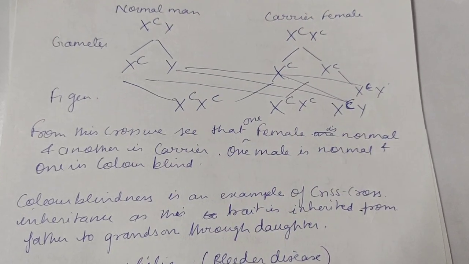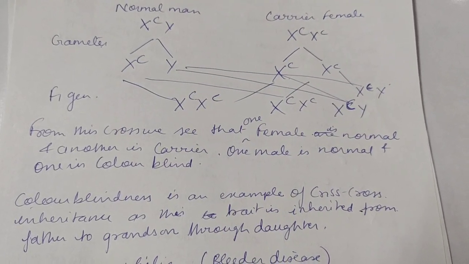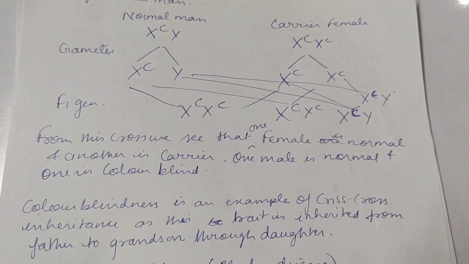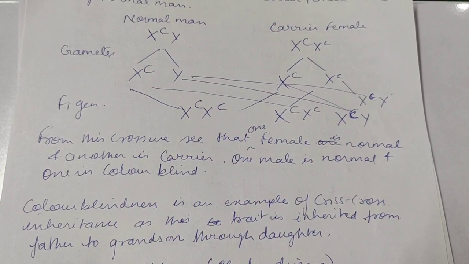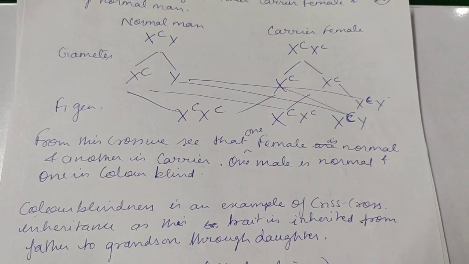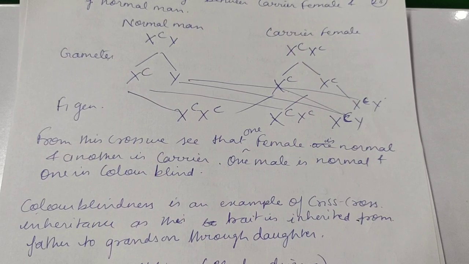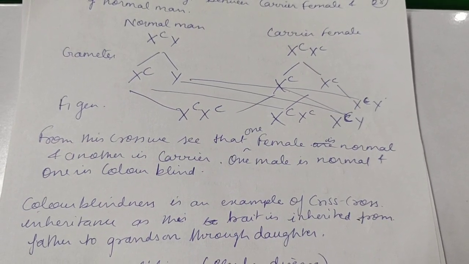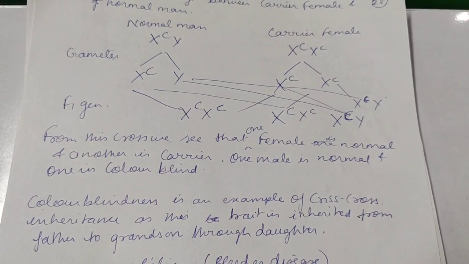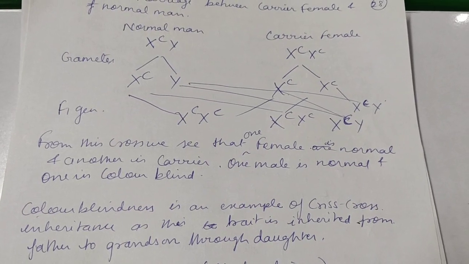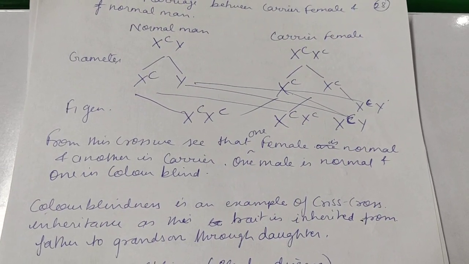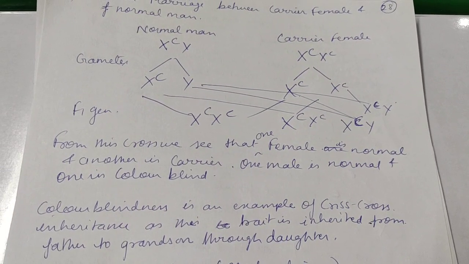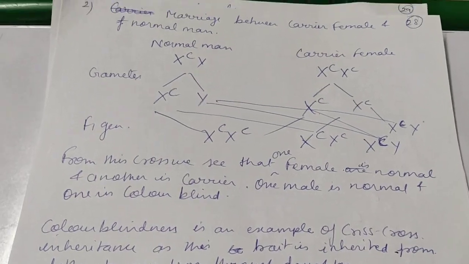Color blindness is an example of crisscross inheritance. Remember this thing, this question will come: write a note on crisscross inheritance. Crisscross inheritance is where the disease or the trait is inherited from father to grandson through the daughter. This is known as crisscross inheritance, and hemophilia is another example of crisscross inheritance.